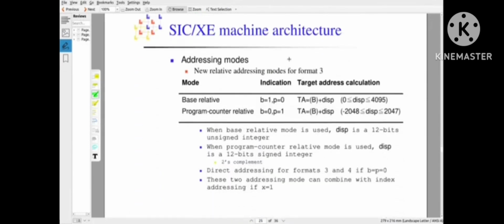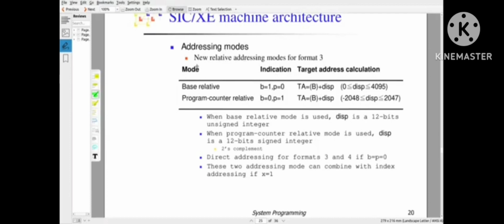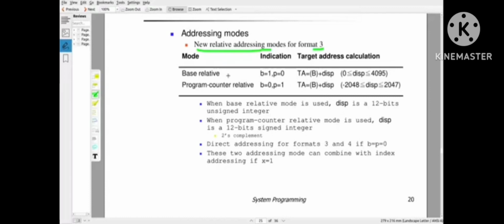Then addressing modes. Since it has different instruction formats, it supports different types of addressing modes compared to SIC. All the addressing modes included in SIC are also included in SIC/XE. Then 2 new addressing modes are relative addressing modes for format 3 instructions. So first we will see how we can identify the addressing modes of a format 3 instruction.